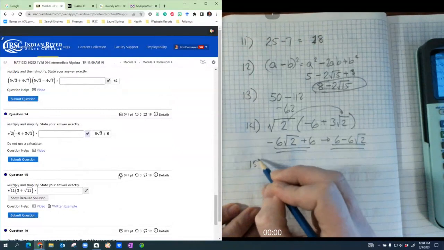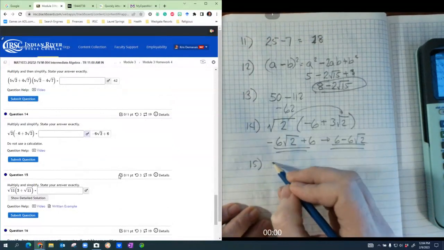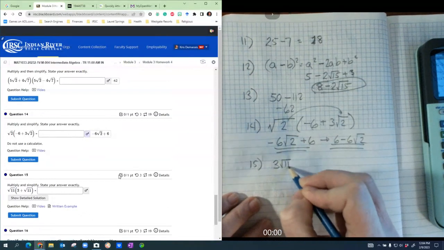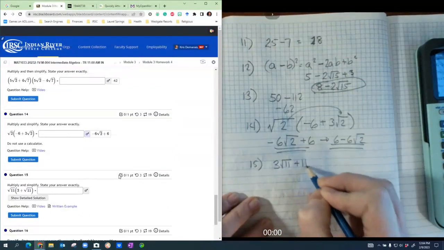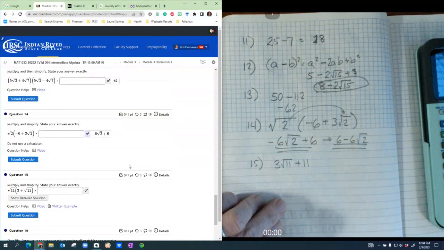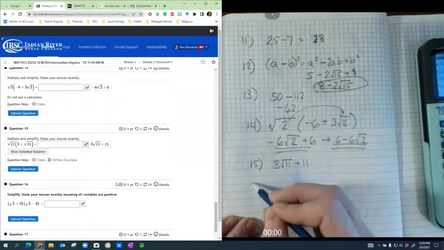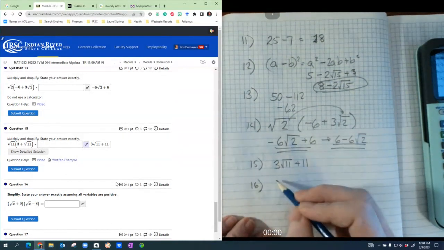Now the next one follows suit to the next last one. It's going to be 3 radical 11, and then it's going to be plus 11, and we can leave it as that. Now this is when you want to FOIL.